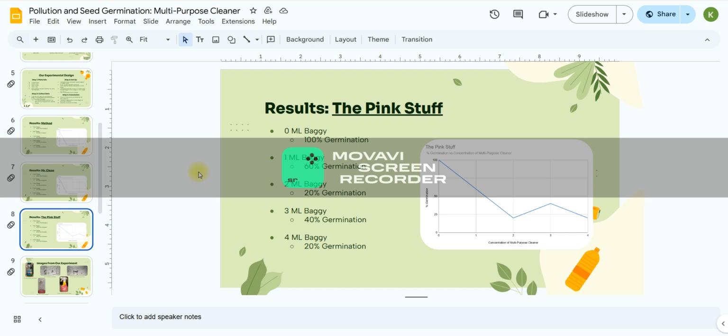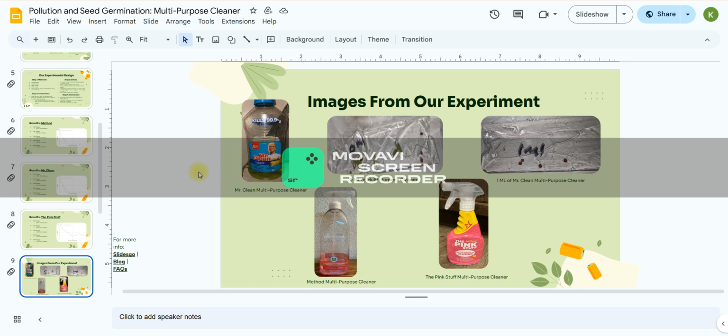So we can kind of gather that the pink stuff possibly had less chemicals or pollutants than the other cleaners. I was going to say the names of the cleaners. I just don't remember what they were. Okay, back to what we're doing.